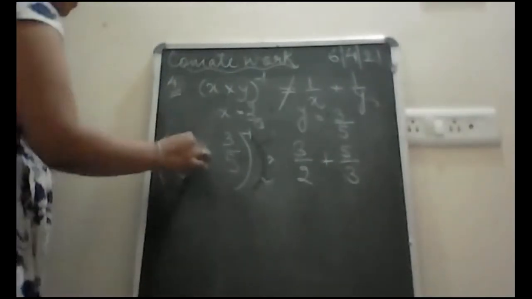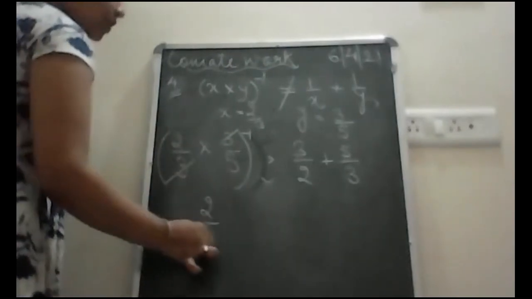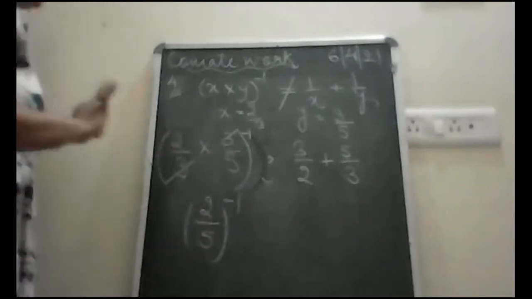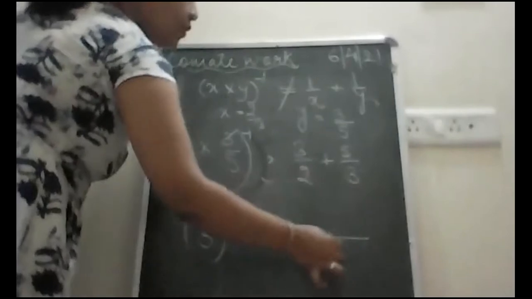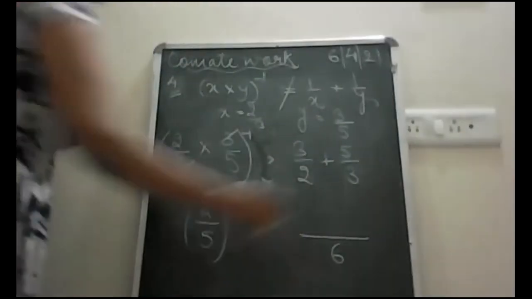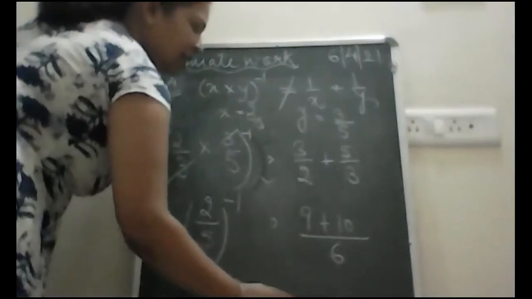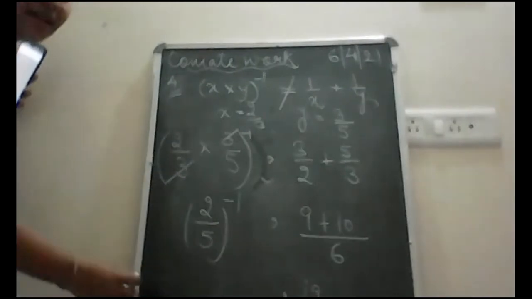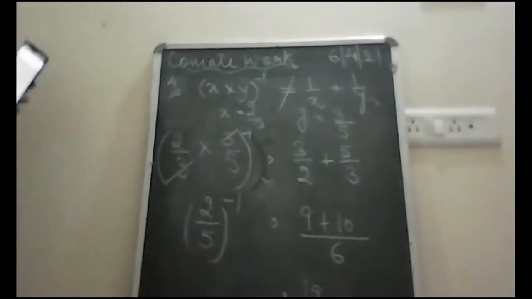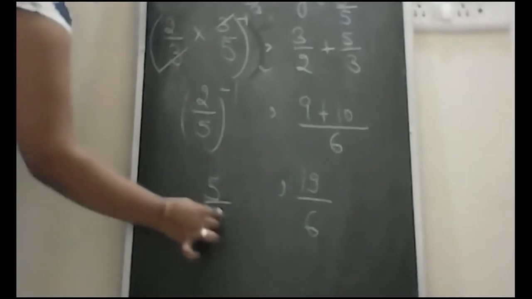Now we have 3 got cancelled. You have only 2 by 5 and this is power minus 1. We have written like this. इस तरफ solve करते हैं. What will you get? LCM of 2 and 3 will give us 6. Now when you solve this, it will give you 9, it will give you 10, which will give you 19 by 6 on this side. And this side, it will give you 2 upon 5 inverse. 2 upon 5 inverse का मतलब होता है the reciprocal of this number. So which will give us 5 by 2.